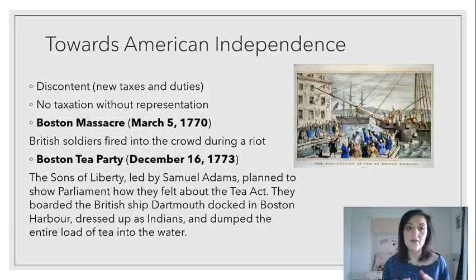And for this reason, the Sons of Liberty, as I have already said, led by this strong man, Samuel Adams, decided to make this kind of protest. What did they do? They boarded a British ship whose name was Dartmouth. This ship was docked, docked means ormeggiata, in the harbor of Boston. They wore Indian costumes and they threw the entire load of tea into the water in a form of protest. That's exactly what they did.